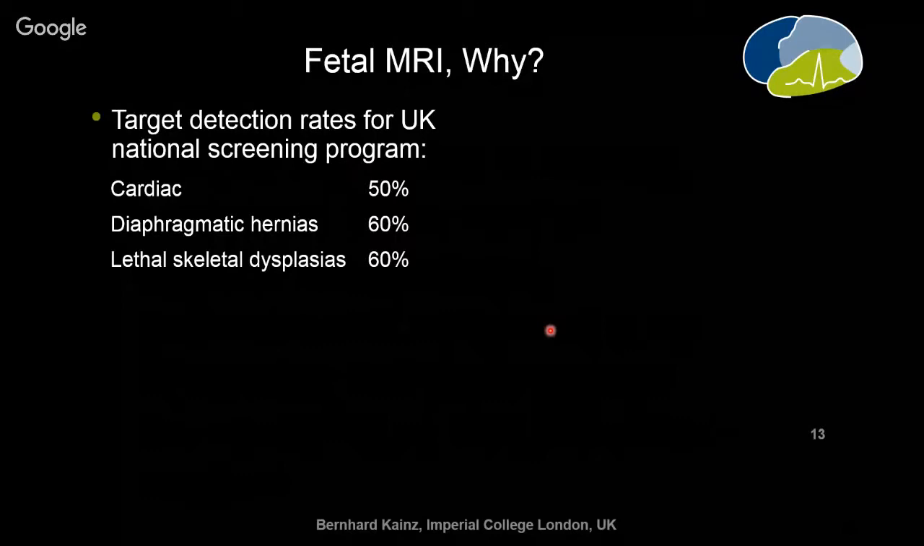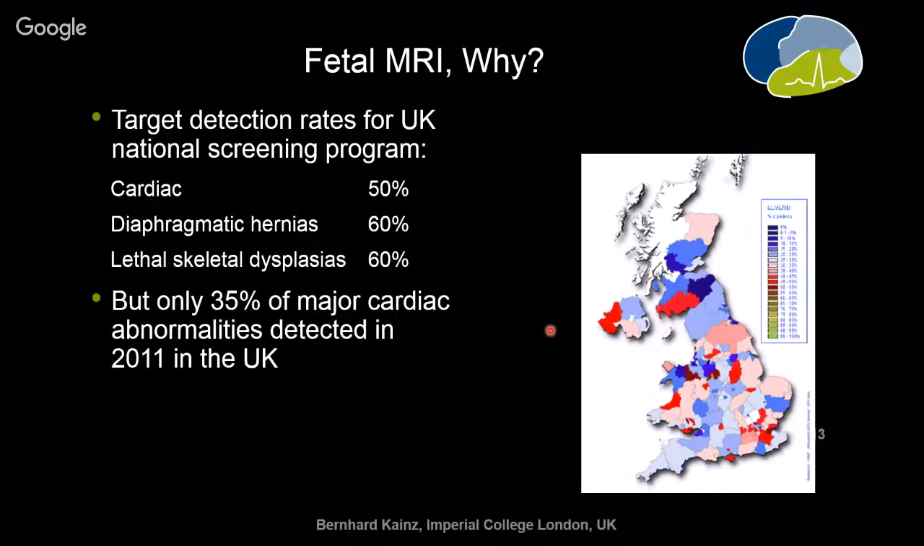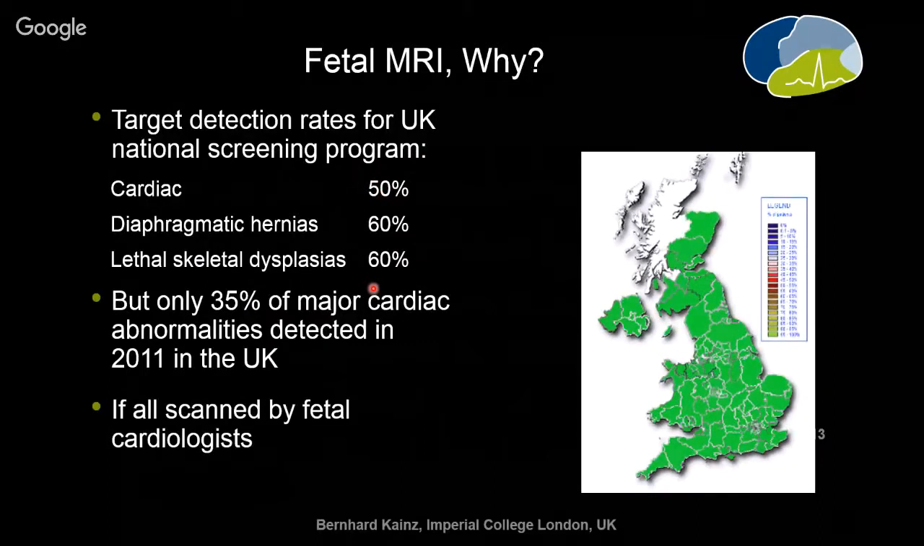The target detection rate numbers for screening programs in the UK are that you detect at least 50% of all cardiac abnormalities, 60% of diaphragmatic hernias, so these are holes in your diaphragm, and 60% of lethal skeletal dysplasias. In fact, what's currently happening is that they achieve barely a 35% detection rate for major cardiac abnormalities, for example. So this is quite a big issue, because even this kind of low target rate, I mean 50% is a chance of 1 in 2 that you pick up a problem at an early stage, is not achievable.